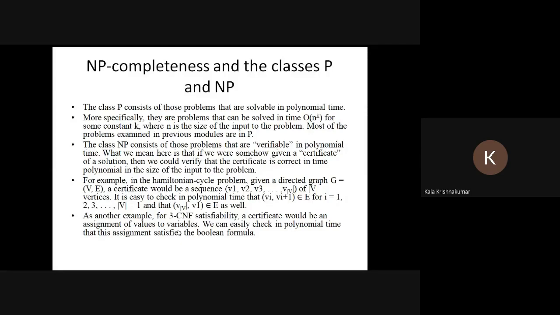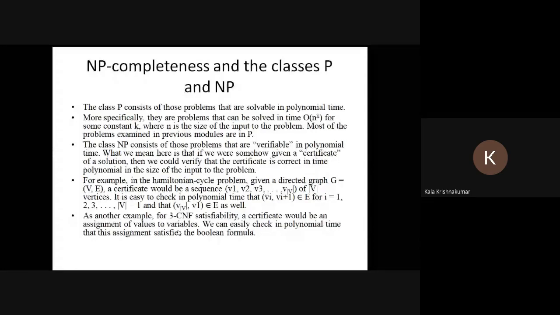The certificate would be a sequence, and if I substitute the values in the original problem, then I can verify whether the value of this Boolean expression is true or not. And I can do that in polynomial time, because there is only a polynomial number of variables in the Boolean expression. Say n is the number of literals in the Boolean expression. So I can substitute each of these variables or literals, and I can verify whether it is true or not.